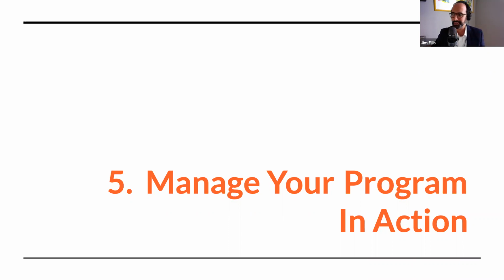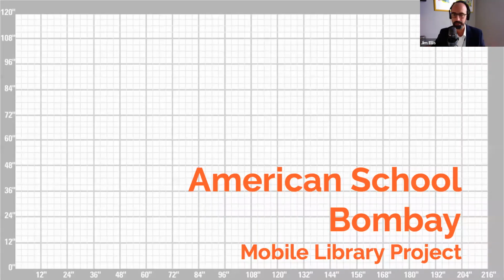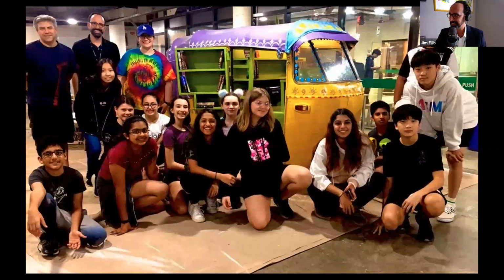So I'll give you a quick idea as to how that happened at the American School of Bombay. I was there in March of this year, just before coronavirus sort of hit globally. I think I got one of the last flights out of India back to Germany before this all happened. And we were able to make this. We took an old broken down three-wheeled rickshaw, which is an awful lot like the thing I have here in Vienna. So there was a bit of a connection there.